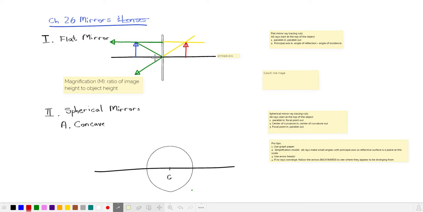Now, probably you recognize that since this angle, the angle of incidence, has to be equal to the angle of reflection, then this angle is equal to this angle.